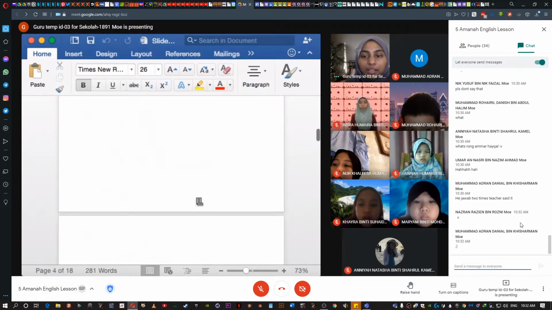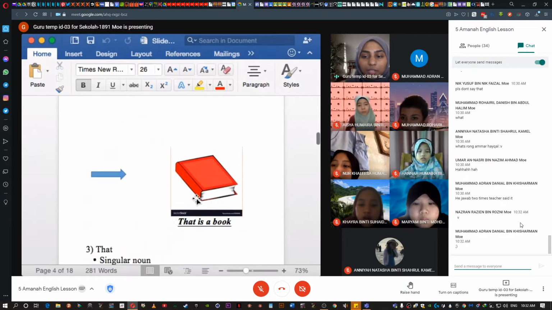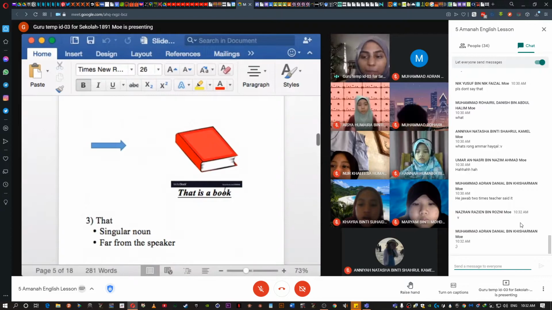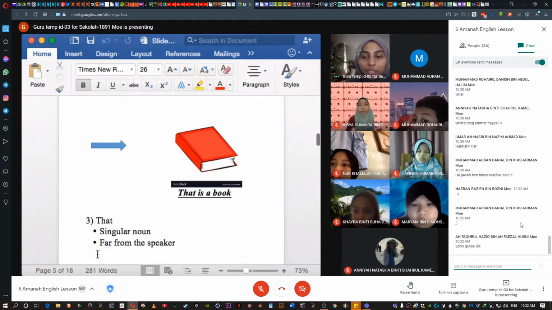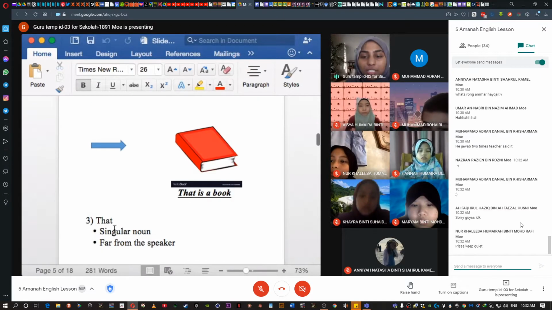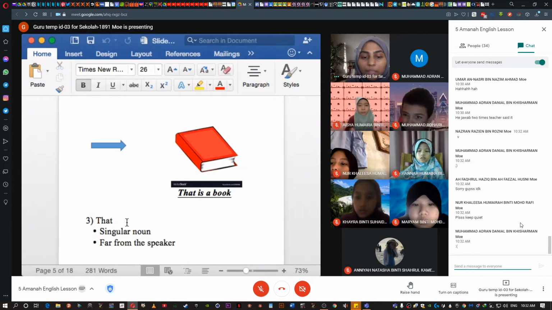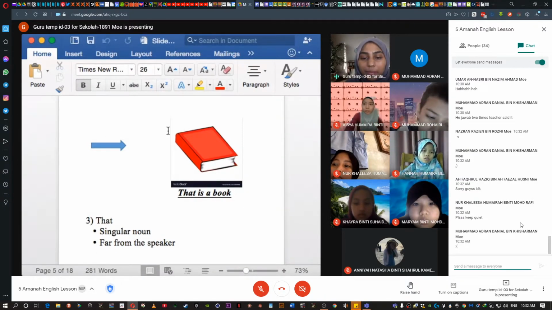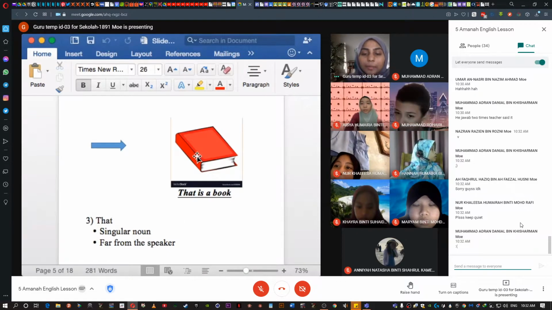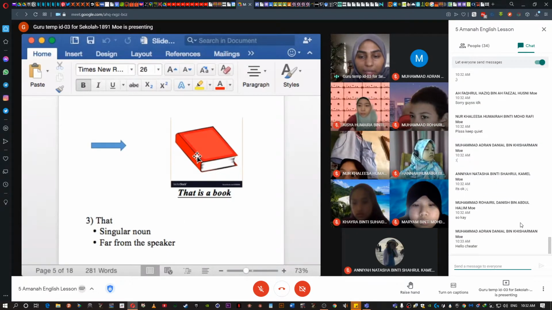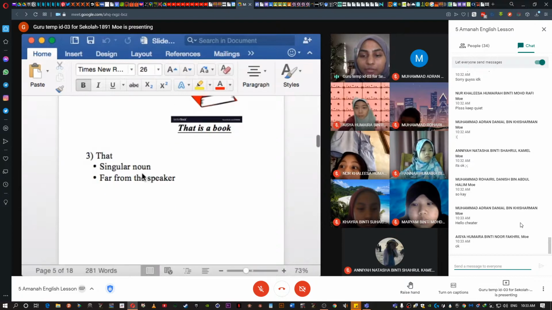So, next example, as you can see, that. That is a book. We use that word for singular noun. That is a book and it is far from the speaker. Far. Dia berada jauh daripada speaker. Daripada kita lah, dia berjauh daripada kita. Kita panggil that. And it's singular. That is a book.